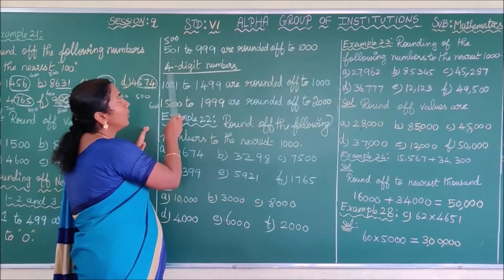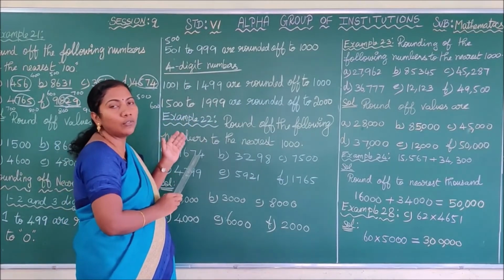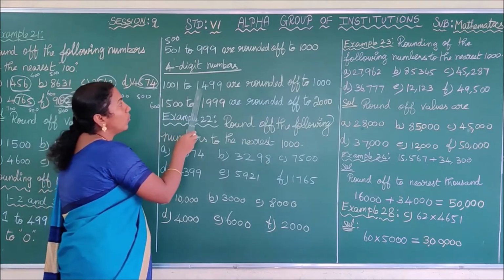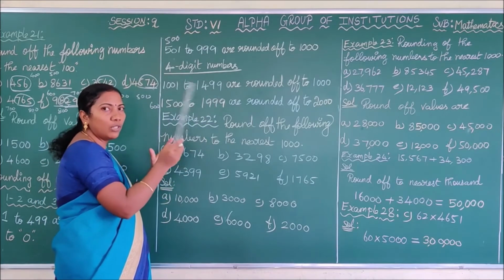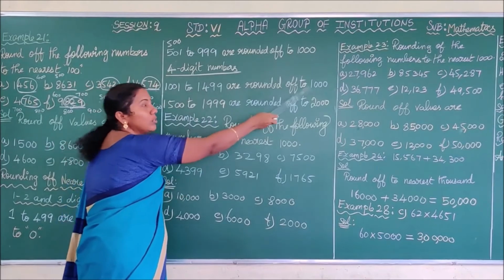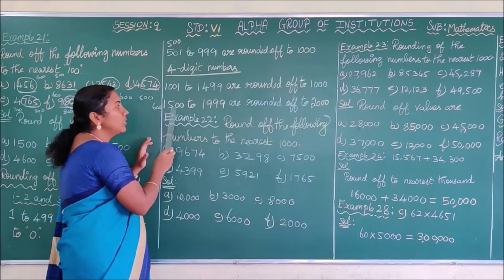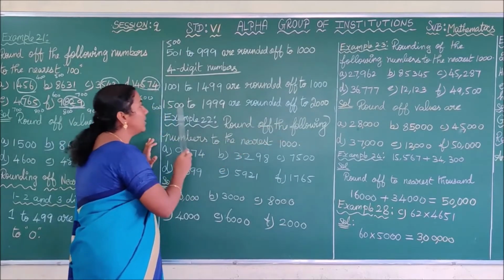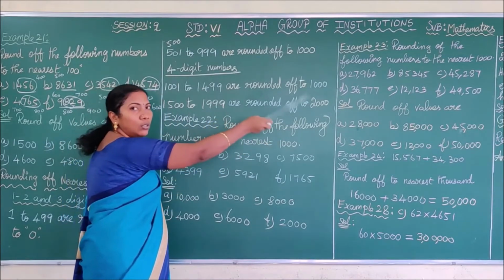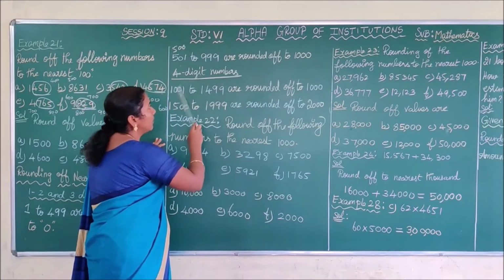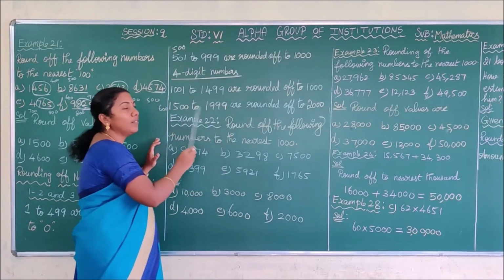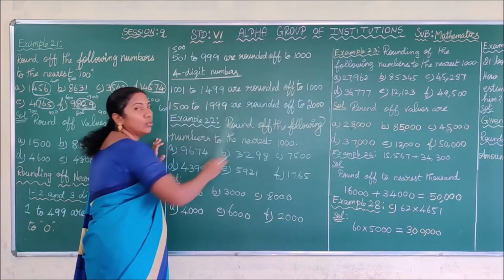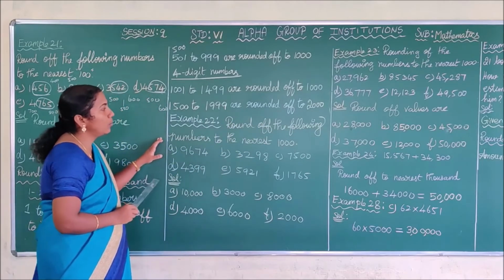Before that you also know the 4 digit numbers. How do you round off the 4 digit number to the nearest 1000? See here. 1001 to 1499, that is before that 500, are rounded off to 1000. And from 1500 to 1999 are rounded off to 2000, because these numbers are closer to 2000 and these numbers are closer to 1000. That's why we are rounding off this number to 1000 and this number to 2000. It's clear? See the example 22.